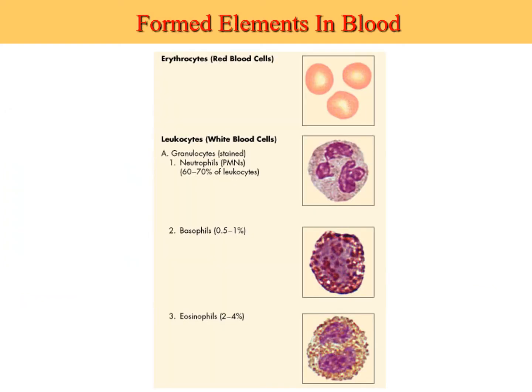There are a number of different cells in the blood, of course, but we're just going to be talking about the white cells that are part of the innate immune system. So we have the granulocytes: neutrophils, basophils, and eosinophils.